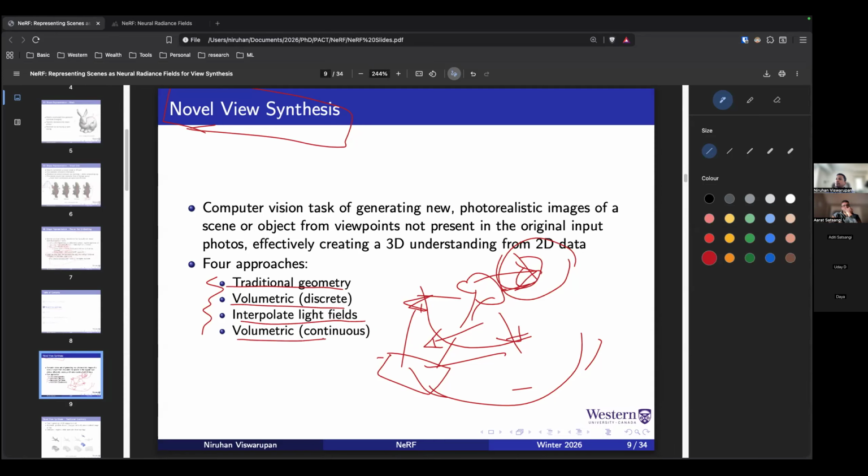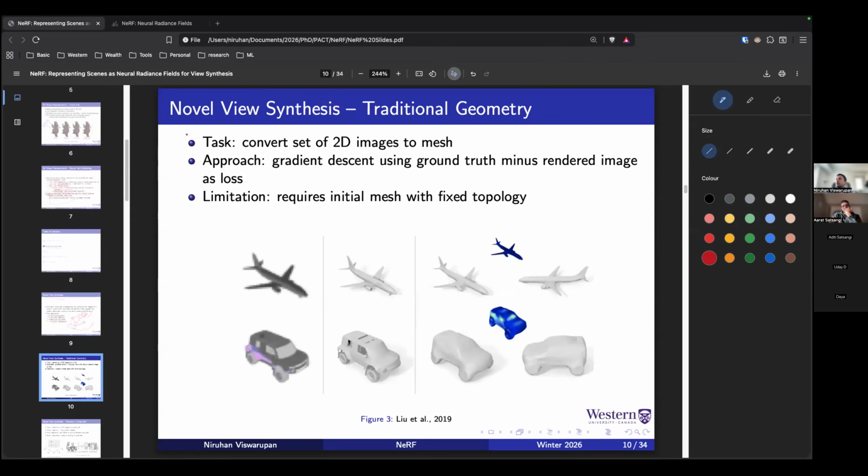And then volumetric but continuous. So NeRF has this volumetric continuous representation. So we will look at them. First one is traditional geometry.